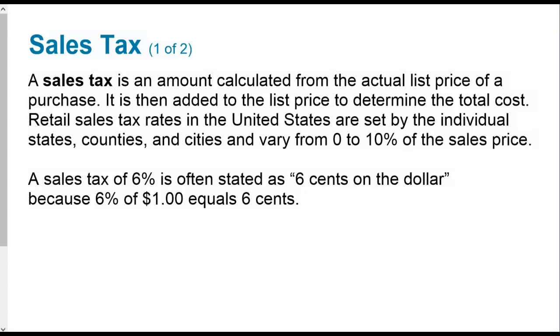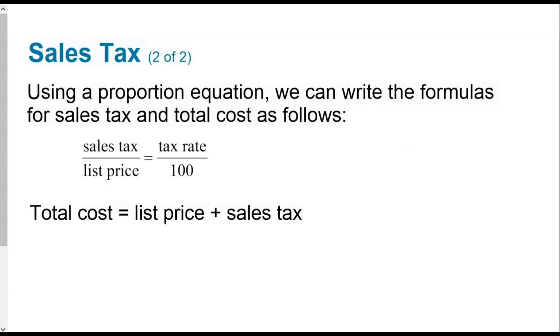First one we're going to look at is sales tax. Sales tax is all over the country, except we don't have it statewide here in Alaska. You will find it in some of the cities. A sales tax of 6% is often stated as 6 cents on the dollar because it is 6%, or 6 out of 100, or 6 out of a dollar, which equals 6 cents to the dollar. So we're going to use proportion equations, and hopefully being able to set these up will make it easier for you to solve these types of special problems.